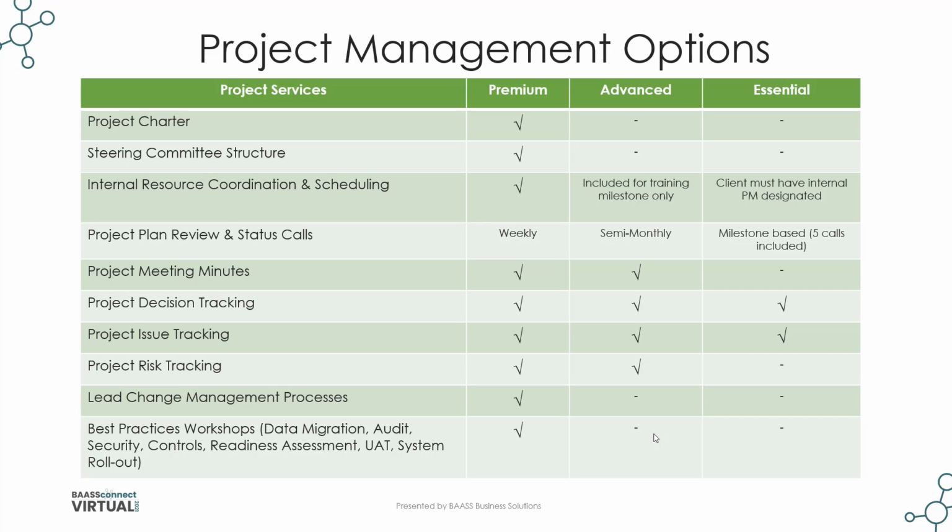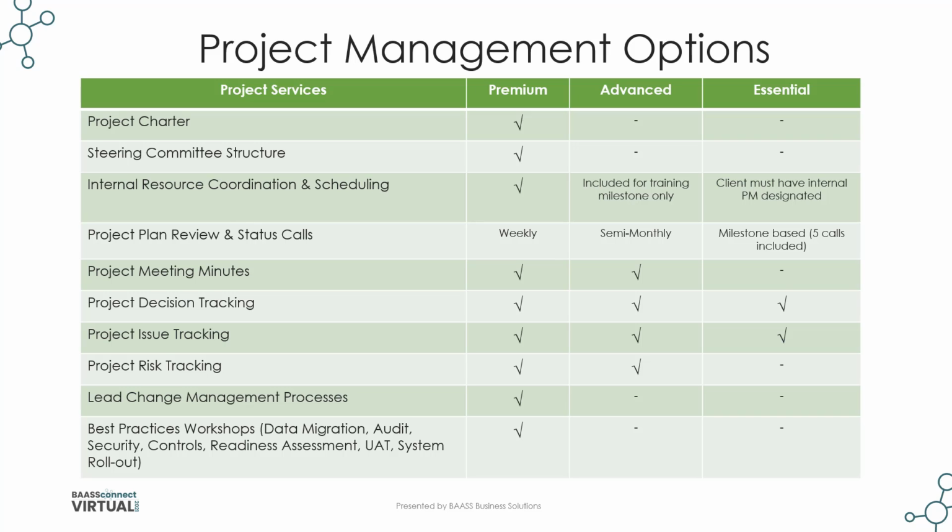And with the essential option, this comes with a limited project management. We only have status calls based on milestones of the project, so project plan sign off, training, go live as examples. The client also must have an internal PM who can take care of their internal resources and coordination. An essential project management plan would be used for an implementation that is typically less than 3 months, and that's why those calls are only by milestone.